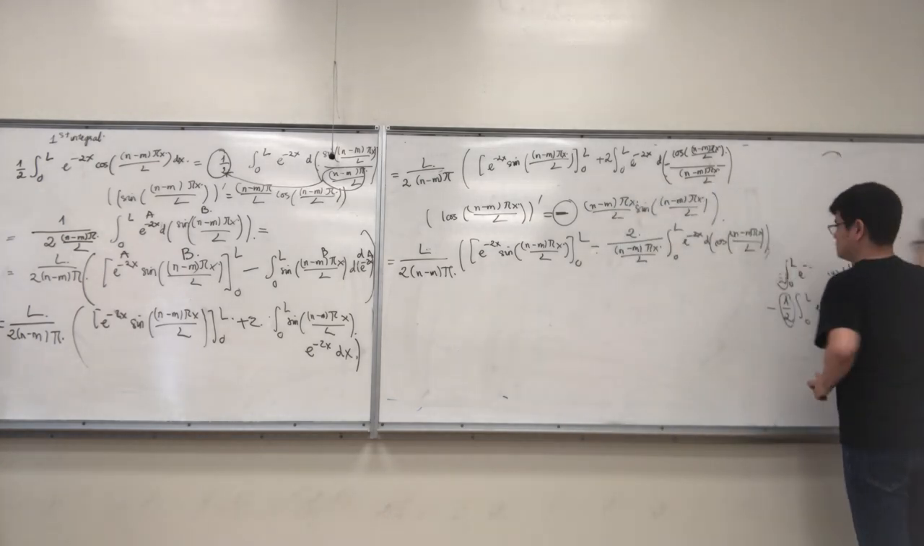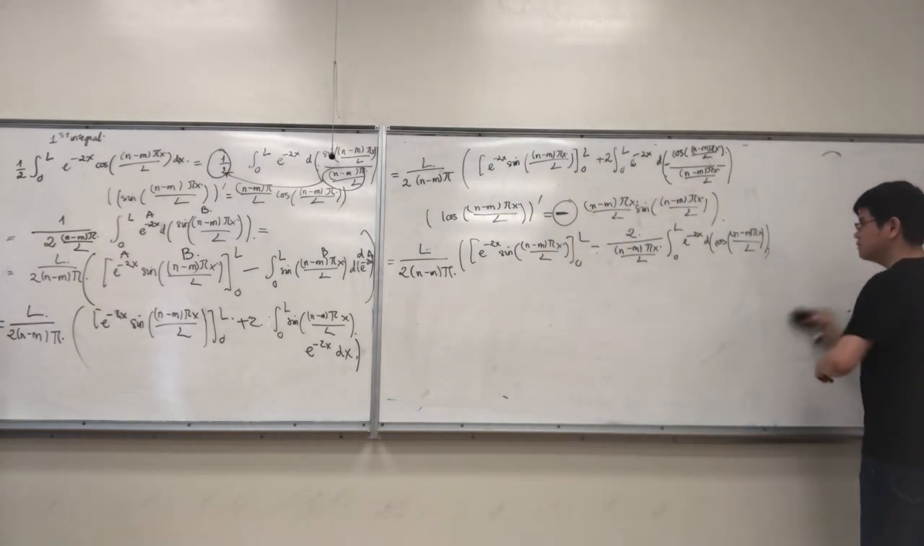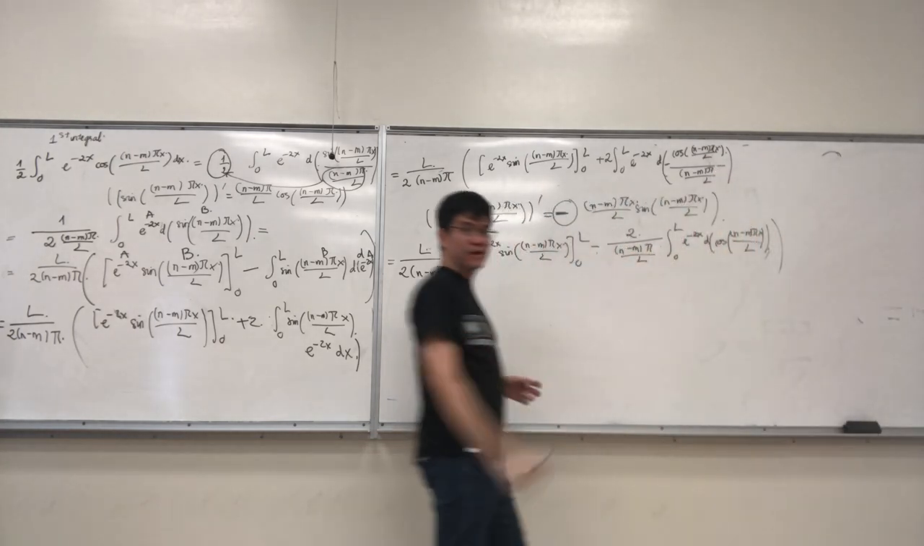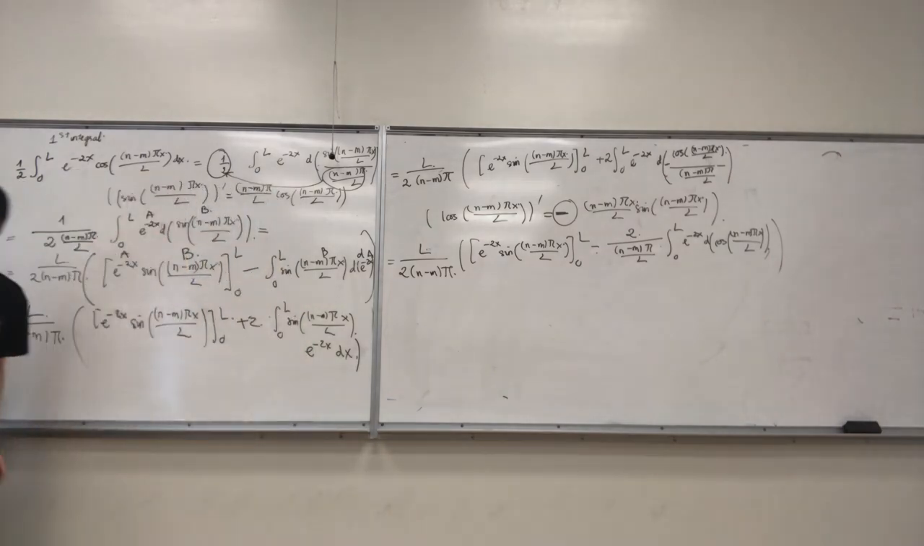Would it be on the denominator where you have n minus m pi x or what? There's no x. Can you sign at the back of the paper?